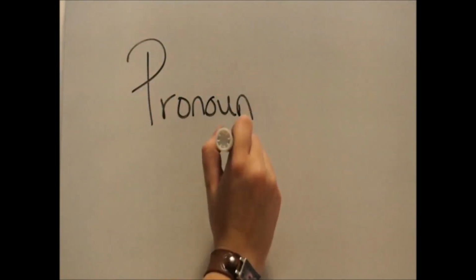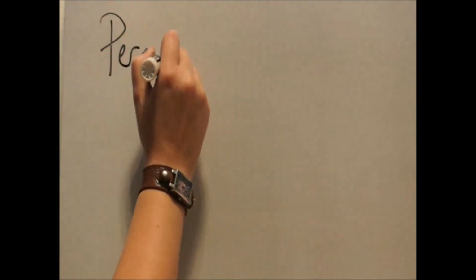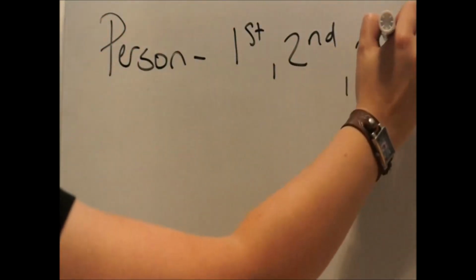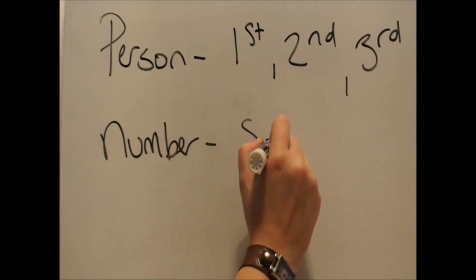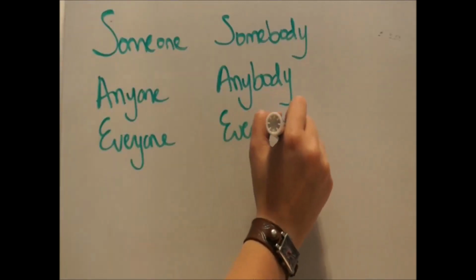All right, so now we're going to talk about pronoun problems. These come in a lot of different varieties. Sometimes there will be a person problem that is first, second, or third, or there might be a problem in number, singular or plural. So let's take a look at what this means.